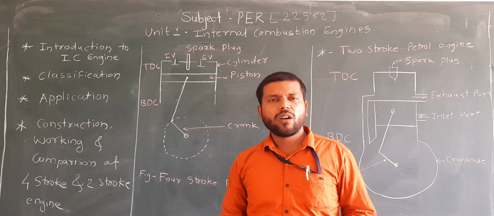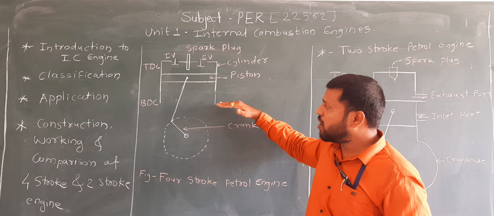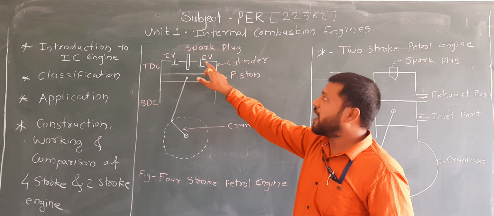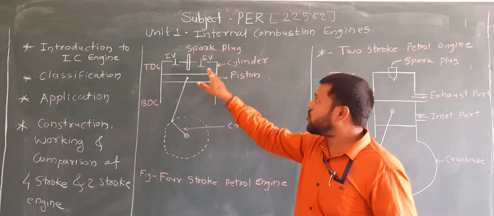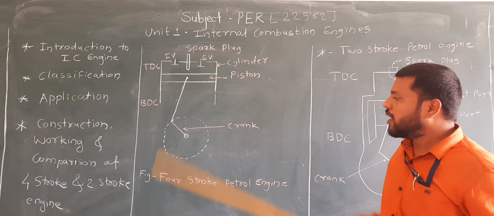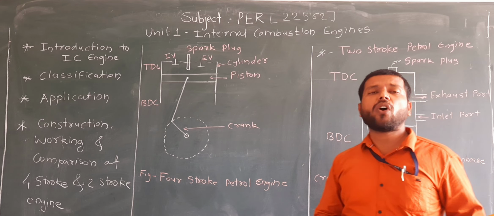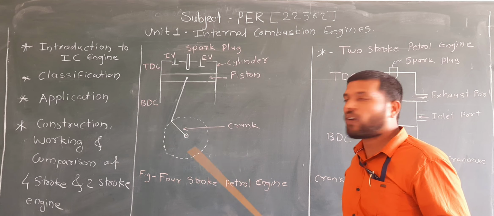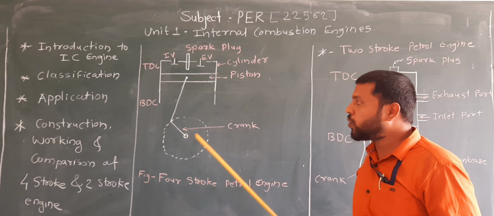Now the last stroke is the exhaust stroke. In the exhaust stroke, the piston moves from bottom dead center to the top dead center. In this stroke, the exhaust valve remains open and the burnt gases are exhausted to the atmosphere. In the 4-stroke engine, the cycle is completed in 2 revolutions of the crankshaft, that is, the power stroke is completed in 2 revolutions.